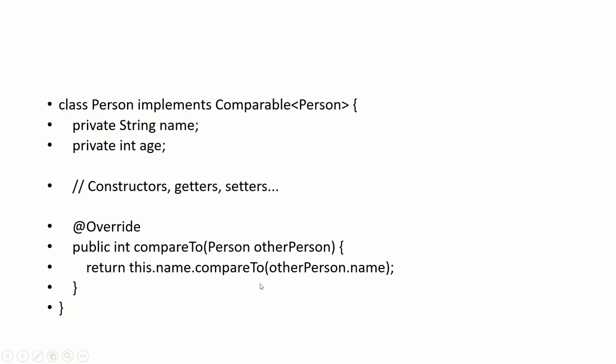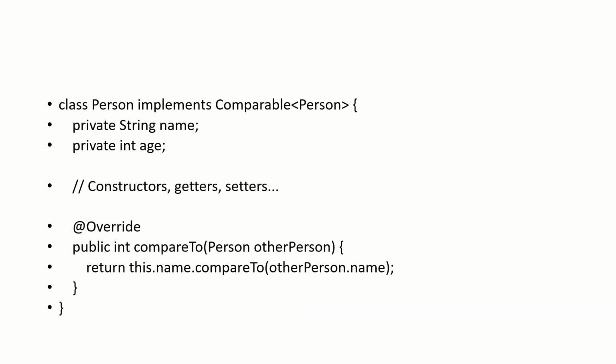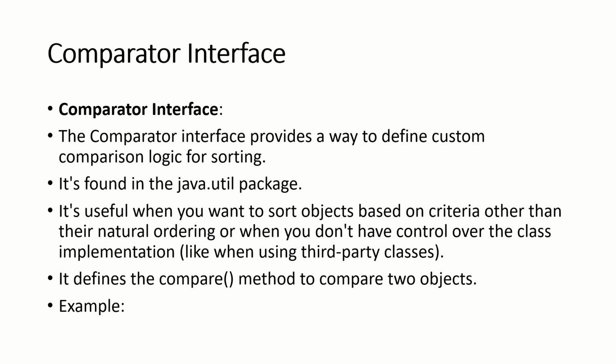Let me go back, and here you can see what this compareTo method is returning. It returns a negative integer if the current object is less than the compared object, 0 if they are equal, and a positive integer if the current object is greater than the other object. So this is what is being compared here and returned as an integer. This is what the implementation of the Comparable interface in a class looks like. Now how can you sort it? With the help of Collections.sort or Arrays.sort, you can directly sort this list of persons. So this is about Comparable.